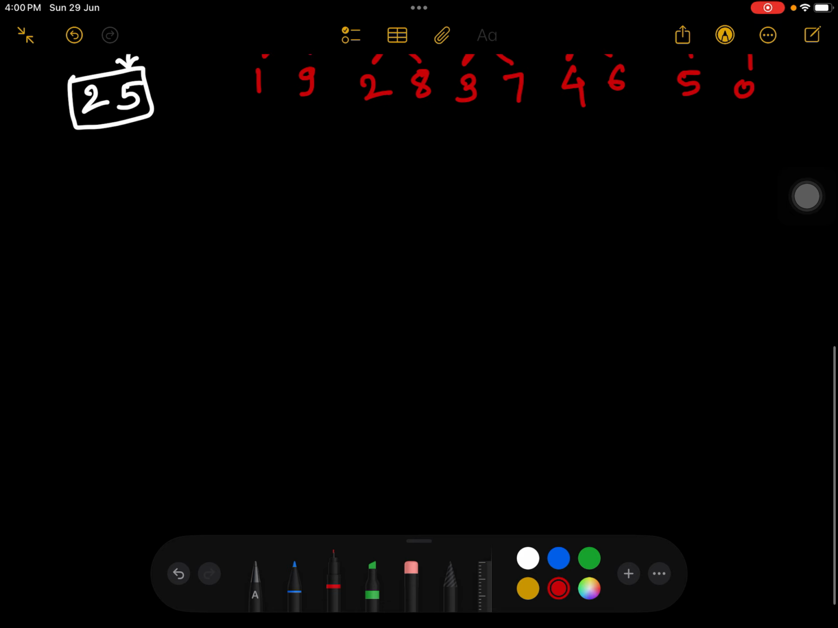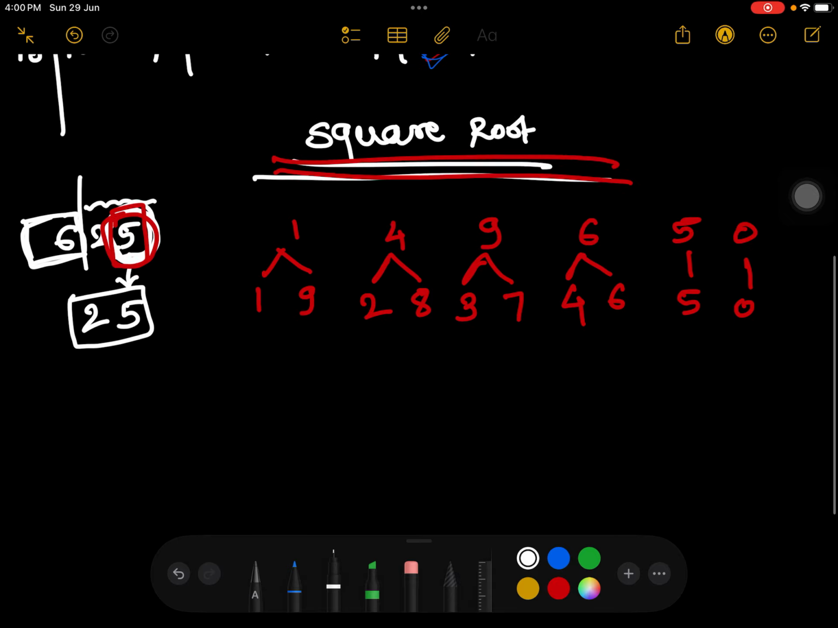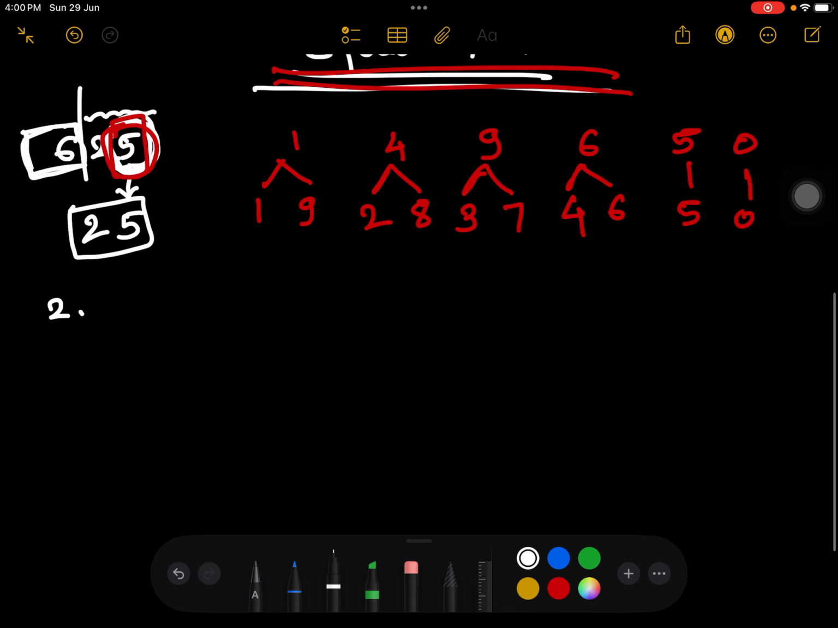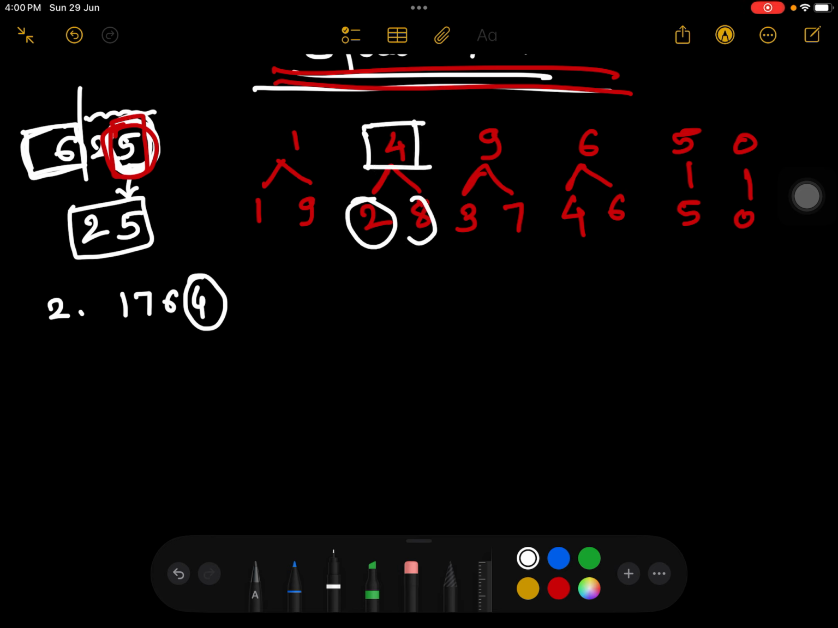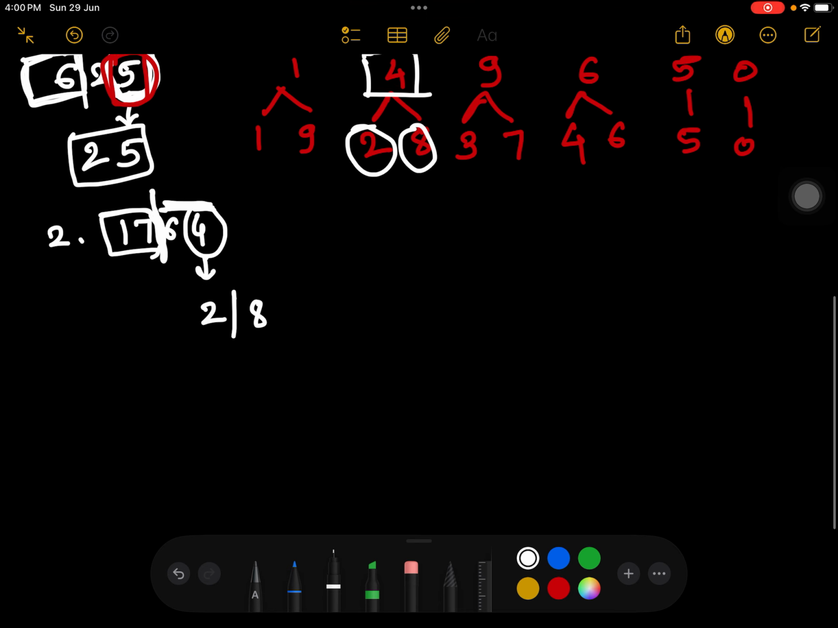Now let's take the second example: 1764. The last digit is 4. For 4, either 2 or 8 comes, so write it down as either 2 or 8. Then remove the last two digits. Now here it is 17. The highest square that can be subtracted from 17 is 4, so write down 4.